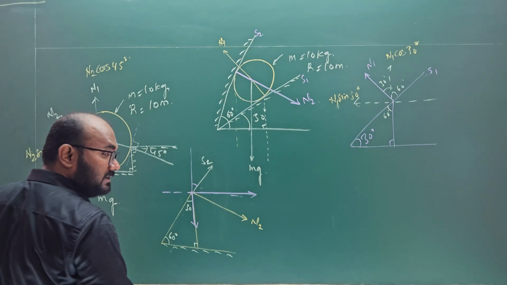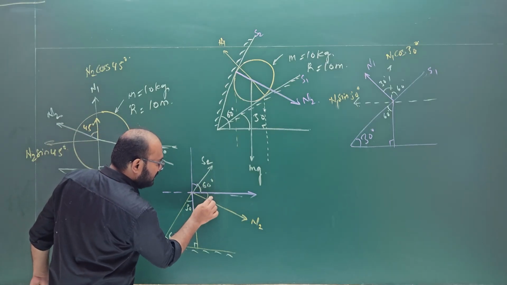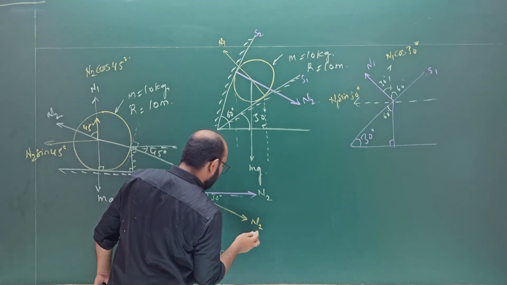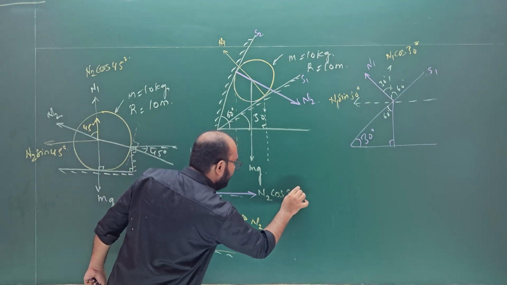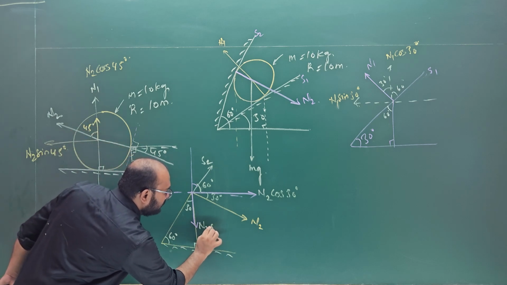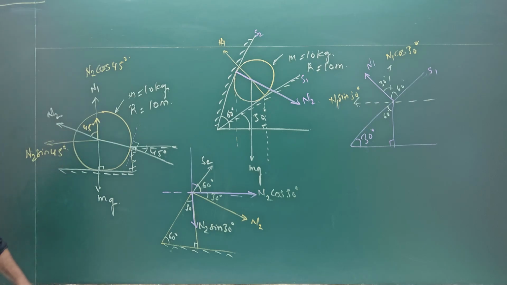Okay, everyone got the answers? Chalo, how much is this? 60 degree. Then obviously this becomes 30 degree. If this is 30 degree, this is N2. So N2 cos of 30 degree over here, and this one becomes N2 sine of 30 degree. Yes or no? How many forces are acting in the downward direction? Look at both diagrams.